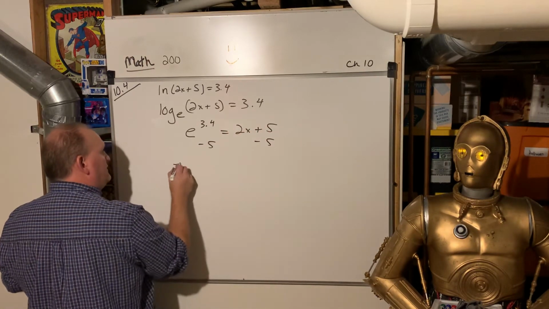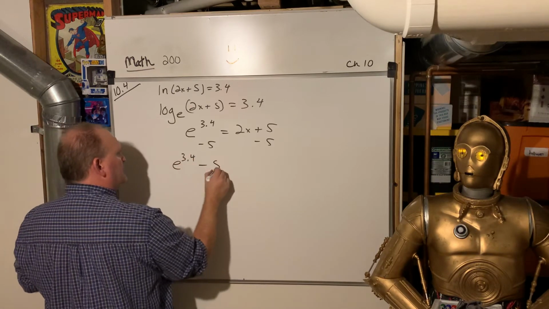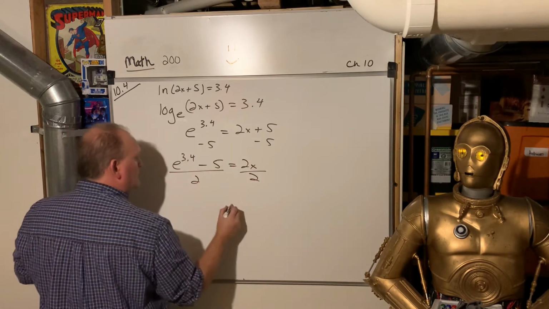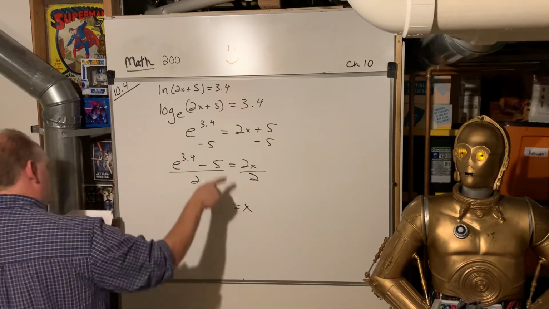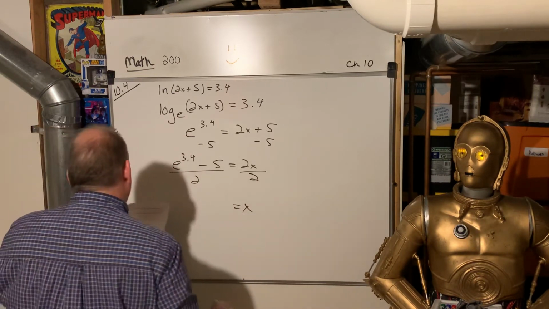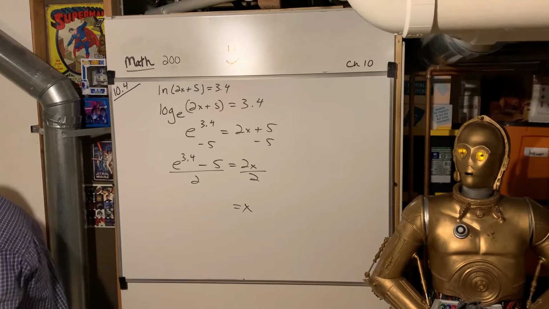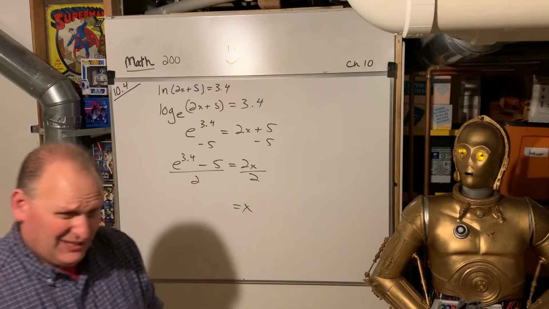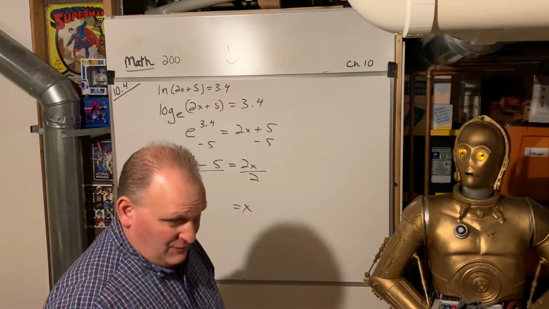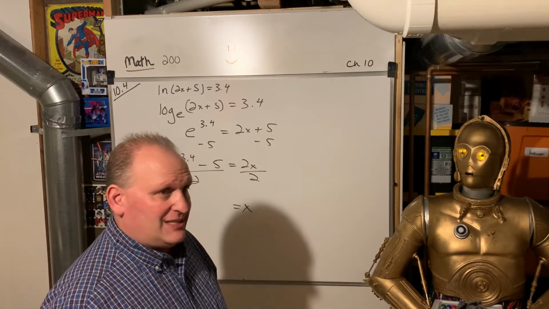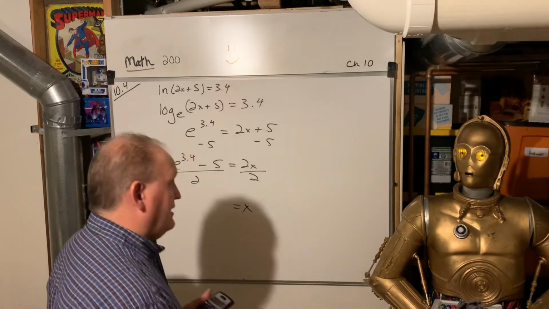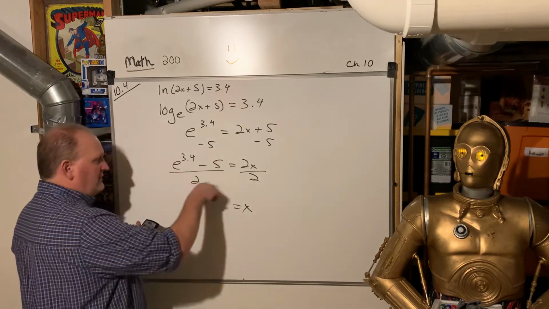Subtract 5. e to the 3.4 minus 5 equals 2x. Divide by 2. And so now you want to enter that into your calculator. You don't want to do it early. A lot of times students are like, oh, I'll do e to the 3.4 first. Then you have to keep writing all those numbers. Otherwise, if you round it to tenths or hundredths there, it's going to be off by more than it has to be. All right, so you leave it like this.